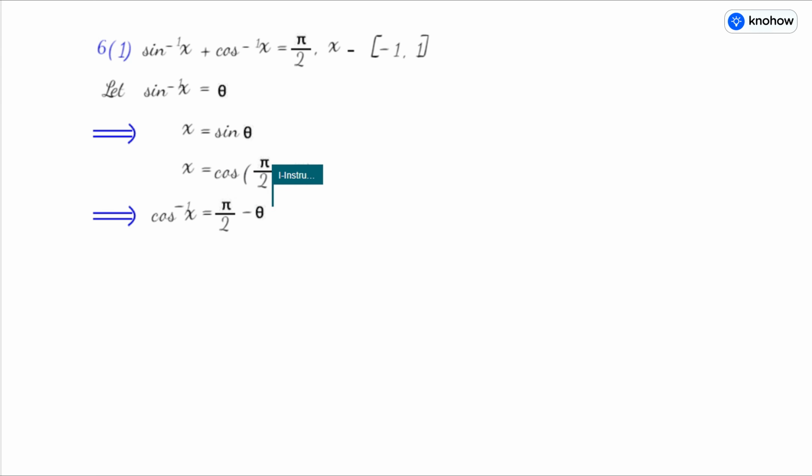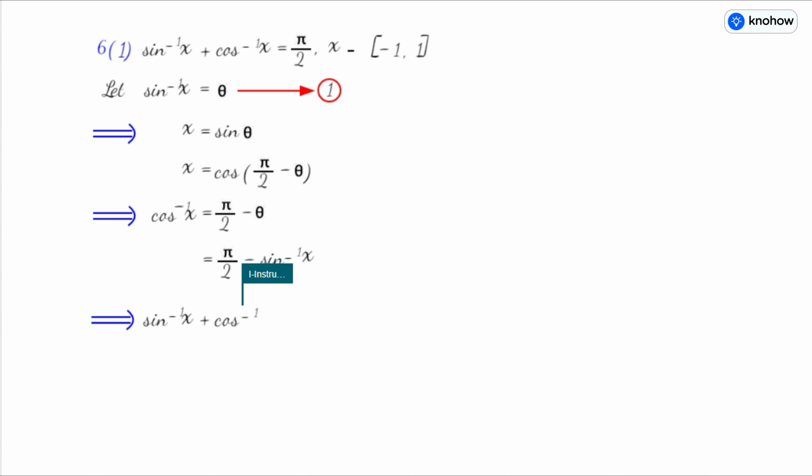And from 1, what is theta? Theta is sin inverse x. So you get cos inverse x is equal to pi by 2 minus sin inverse x. Take sin inverse x on the left and you get sin inverse x plus cos inverse x is equal to pi by 2. So you find it is a simple proof, and it involves a trigonometric formula, that is cos 90 minus theta equal to sin theta. Okay, and similarly we can prove the other two parts.